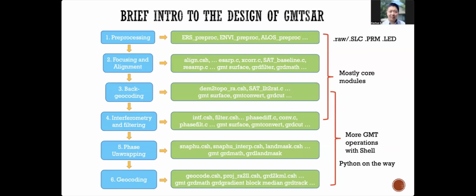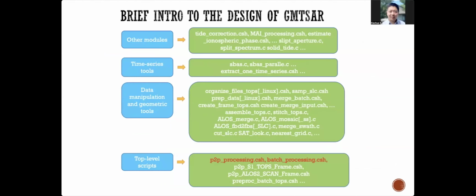And the main script here is called proj_ra2ll, or the higher level script is called geocode.csh. Okay, some more stuff. Other than the processing chain itself, we have some modules or scripts outside the standard processing, like modules to do all kinds of corrections, such as a tide correction or an ionosphere correction.